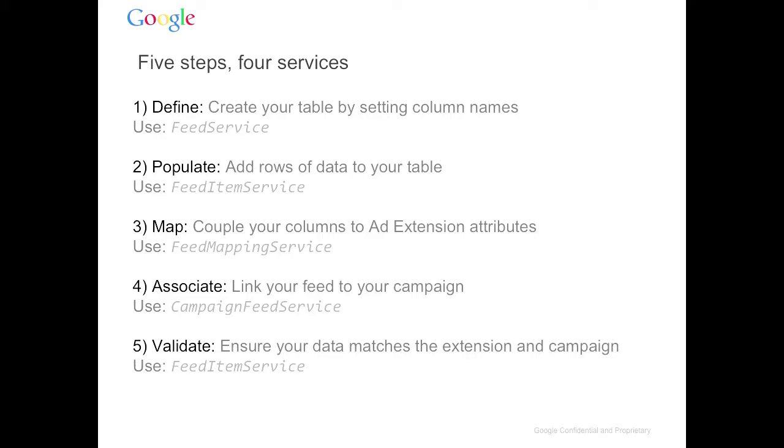In step 3, you'll be mapping the columns in the table you created in step 1 to the attributes of the ad extension object itself. So the table that you create in steps 1 and 2 is a generic table of data, although you give the columns types like URL or text. They're not specific to any type of ad extension. In step 3, you actually say, okay, now this column corresponds to a certain field of a certain ad extension.